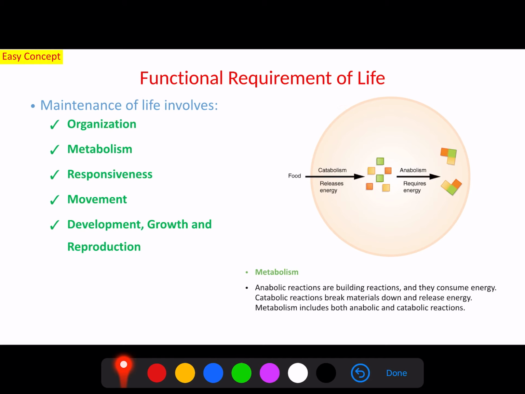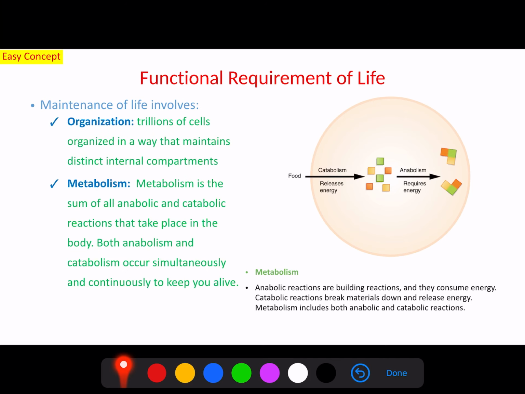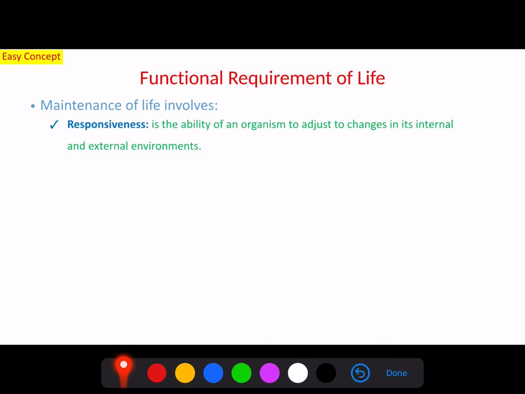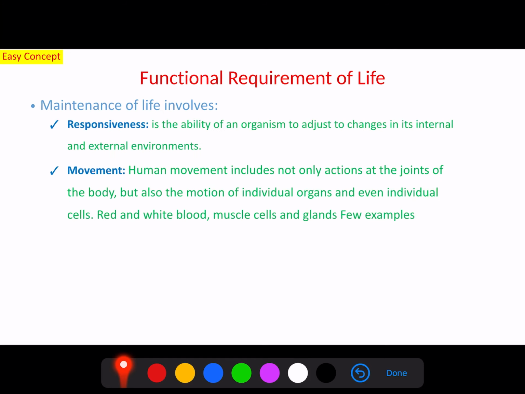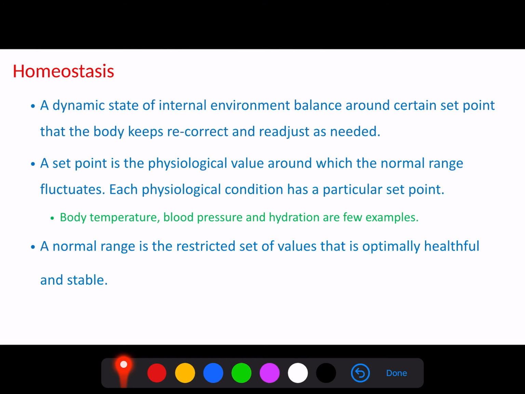Another thing that we can go over very quickly is what is called the functional requirements of life. To maintain life, we need organization, metabolism, responsiveness, movement, development, growth, and reproduction. Each one of these characteristics is required to maintain life. I will stop here, and in the second video, we will go over homeostasis.